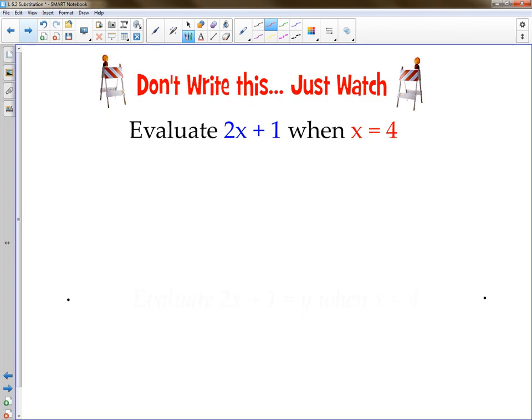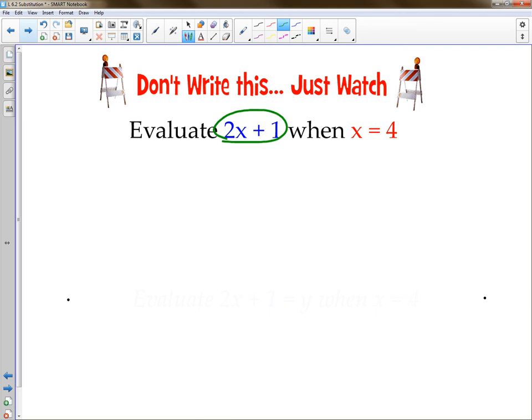Okay. Before we get started with what I'm going to teach you, I just wanted to do a little review. So at this point, just sit back and relax and watch. You don't have to write this down. I just want you to pay attention to how I remind you how you substitute. So here's an expression, 2x plus 1. It's not an equation. It doesn't have an equal sign, just an expression.